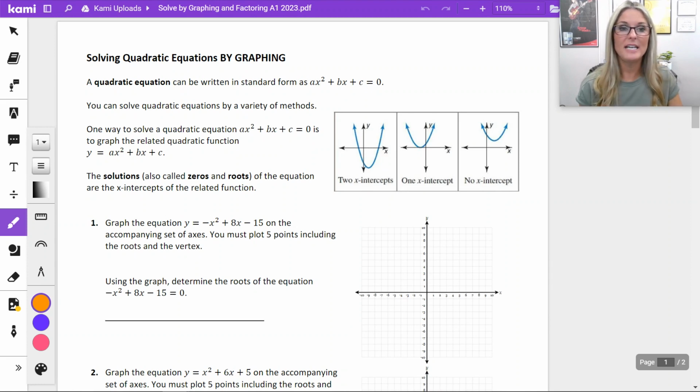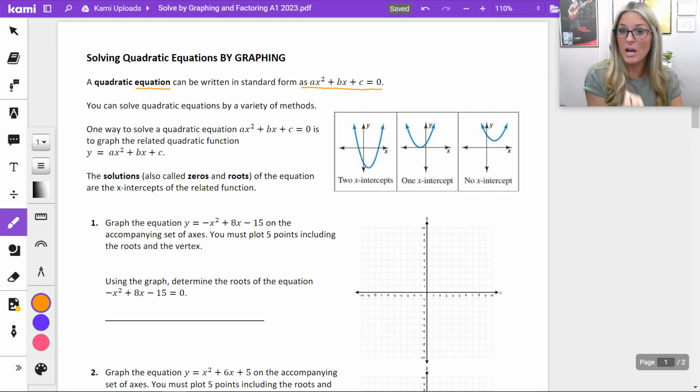The first one is solving quadratic equations by graphing. We just finished studying how to graph them. So let's look at the details of our notes here. A quadratic equation can be written in standard form as ax squared plus bx plus c equals 0. There's that equal sign to make it an equation.